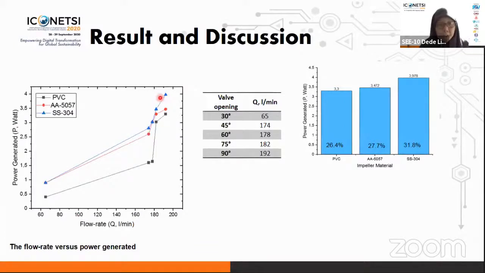This figure shows the power generated by each runner. It shows that the runner made from stainless steel generated higher power than aluminum alloy and PVC, which is 3.9, 3.4, and 3.3 respectively. The maximum efficiency was achieved by stainless steel with the percentage up to 31.8% compared to its hydraulic power.